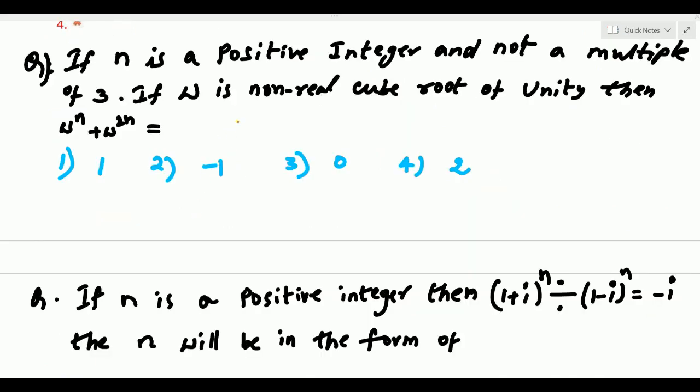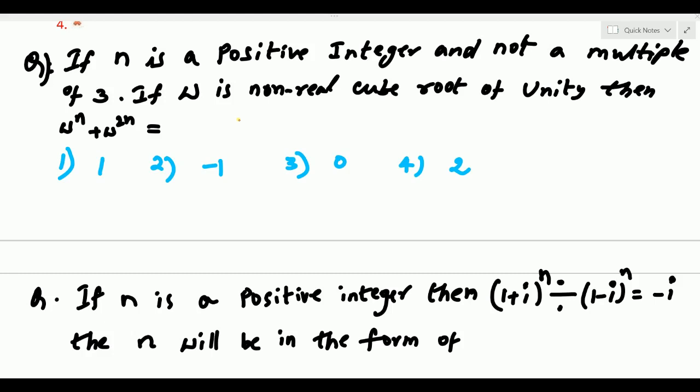Look at this question. Here the printing was missed, I wrote the question, but the options are also missing. This is the second question. If n is a positive integer and not a multiple of 3, and omega is a non-real cube root of unity, then omega power n plus omega power 2n is asked. What is asked? The result of omega power n plus omega power 2n.